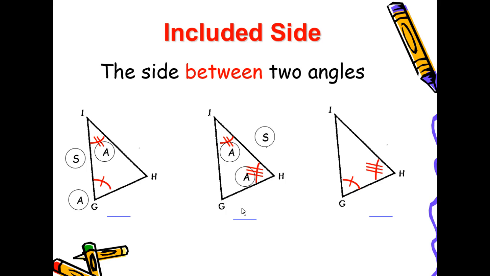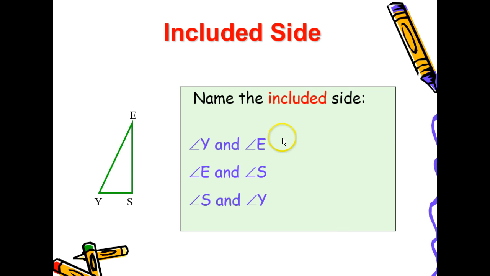Alright, let's practice finding the included side. You don't have to write this down, just try it. The included side between these two congruent angles is obviously the one here, so we call that GI. The included side for this one is HI because it's between these two angles, and the included side here is HG. Obviously, the included side between vertex Y and point E is YE. You can see the pattern here. The included side for E and S is ES, etc.